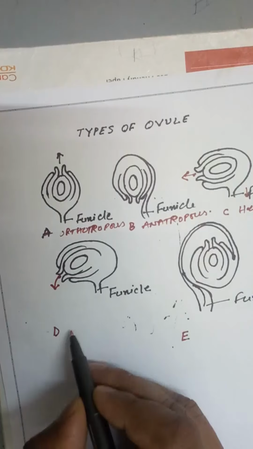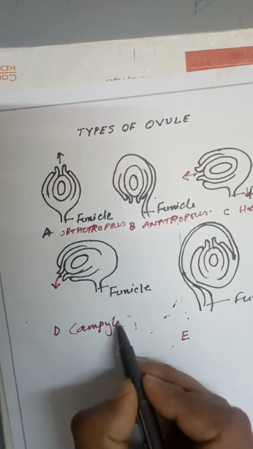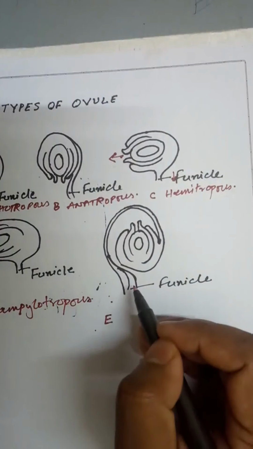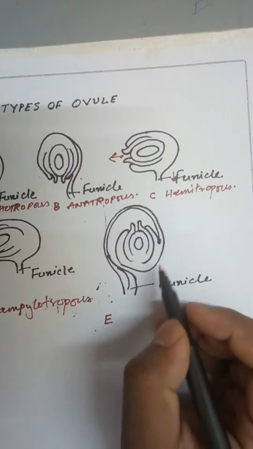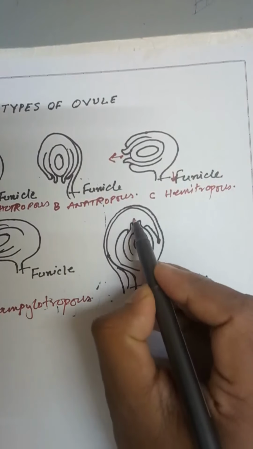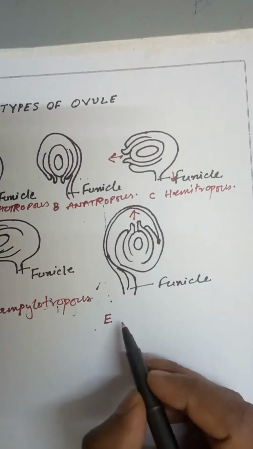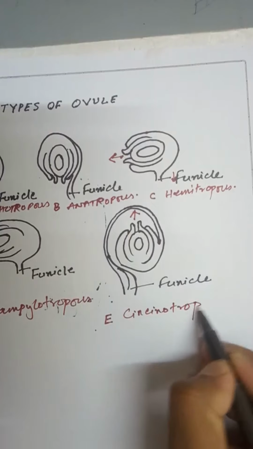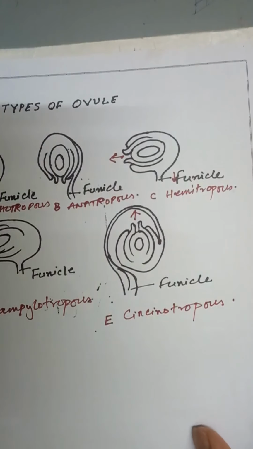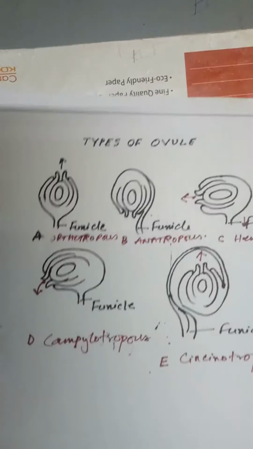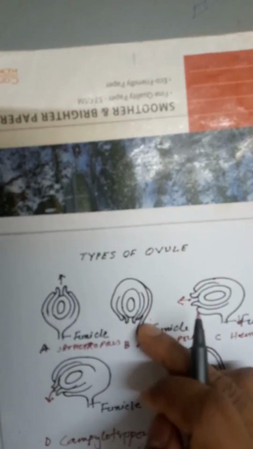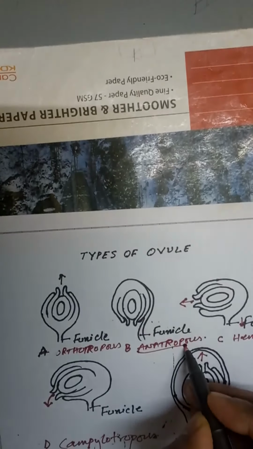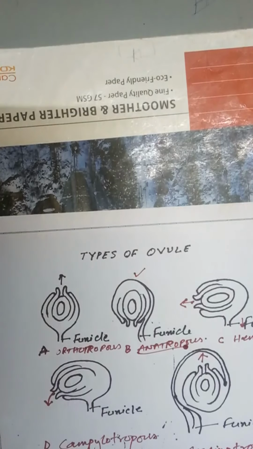When it is slightly curved, it is called campylotropous. And in figure E, you can see that the funicle actually loops. It forms a loop like this. Long funicle that loops over this micropyle. This is the micropyle. It loops all over the micropyle. In this case, it is called circinotropous. In your syllabus, these details are not given. You have to just concentrate on this type of ovule, which is called the anatropous. So now I will show you the detailed structure of an anatropous ovule.